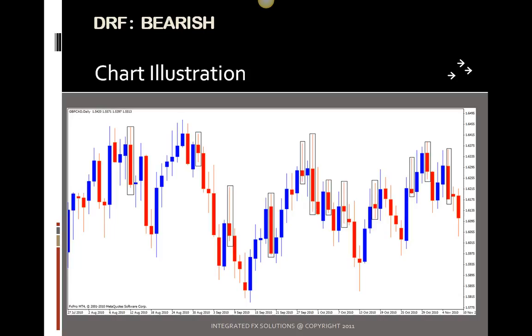Once again, bearish DRF is normally used to determine the weakness of a trend. Once a trend is bullish and we are seeing a bearish DRF at the top of a trend around key levels, most likely 80% of the time the trend is going to reverse.